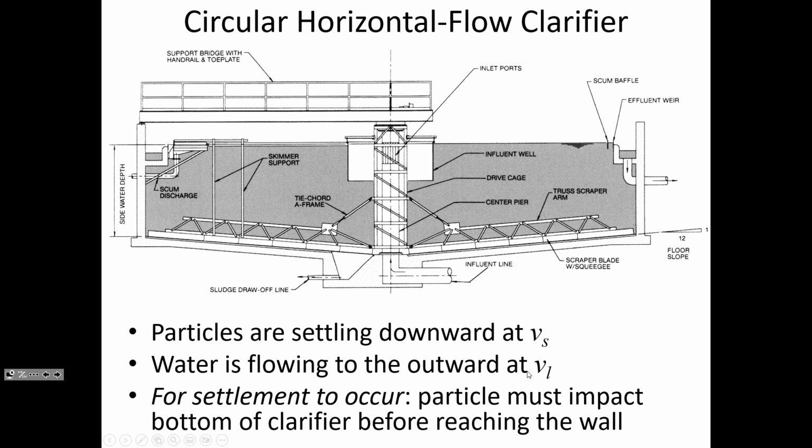And what we assume is that if a particle reaches the bottom of the tank before it gets to the edge wall, then we assume it's removed. But if the water gets to the edge and it hasn't hit the bottom, just to be conservative, we assume that it gets sucked out through the effluent weir. The reality is probably somewhere in the middle. You know, there may be some particles that get to the edge of the tank and then slide along the side and get to the bottom. But it's only those particles that settle at the bottom of the tank that we assume is completely captured.